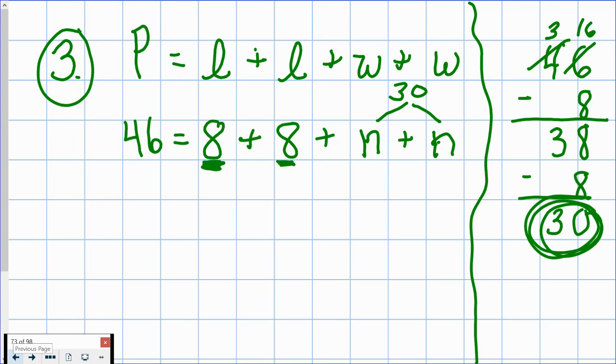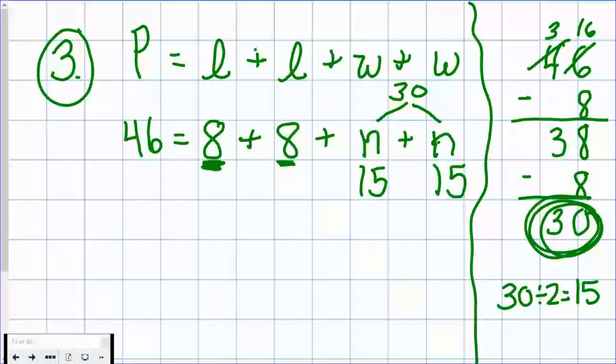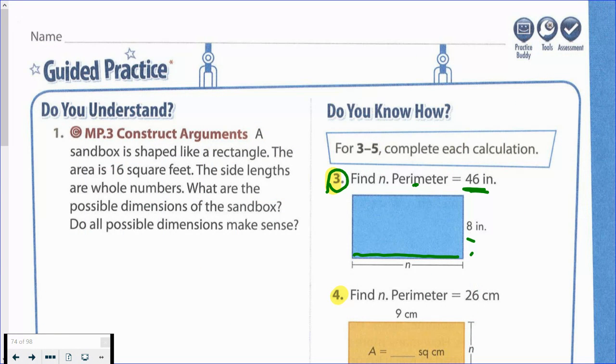So what we have to do is take that 30 and cut it in half. If you can already do that mentally, wonderful. If you can't figure out what half of 30 is, on your calculator, take 30 and divide by 2. What you're going to discover is that that is 15 inches. So we now know the top is 15 inches and the bottom is 15 inches. Whoa, crazy, right? So guys, guess what? We just found N. N equals 15 inches.